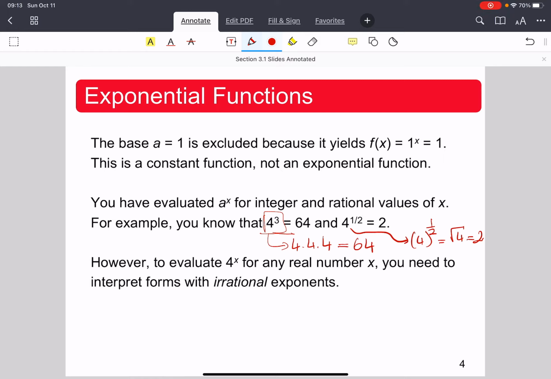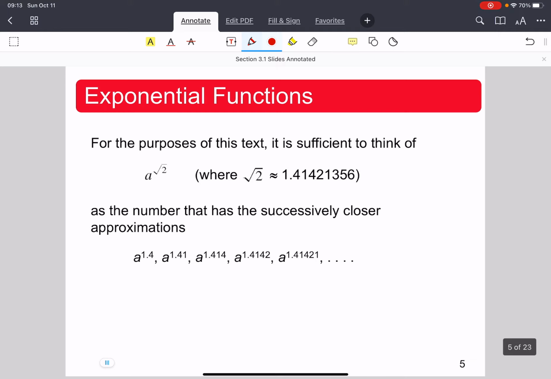However, to evaluate 4 to the x for any real number x, you need to interpret forms with irrational exponents. So you're going to get situations where you're going to have irrational exponents, because again, x or the exponent could be any real number. Input could be any real number. For the purpose of this, I'm just going to provide you guys what I mean by that. So you guys realize the exponent is irrational. It's the square root of 2. And it actually works because based on whatever a value we have, you can compute a to the square root of 2.